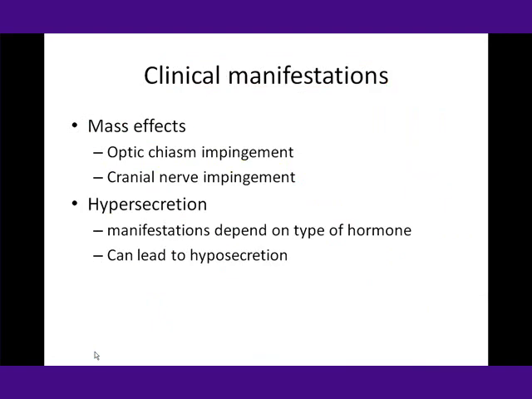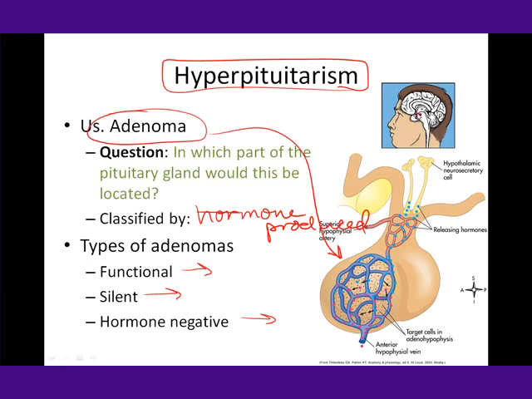Now, what are some of the clinical manifestations of hyperpituitarism? One of the biggies is something called mass effects. If you think about the location of the pituitary gland right here in the brain, if I have a region of overgrowth of tissue because of an adenoma, the brain is housed inside this rigid case called the cranium. And if I start to increase the size of any particular region in that brain, it's going to necessarily impact other regions of the brain by putting excess pressure on them. And that's what a mass effect is.